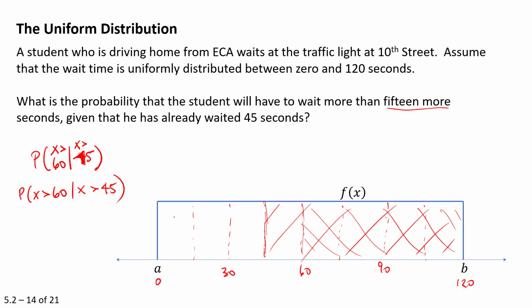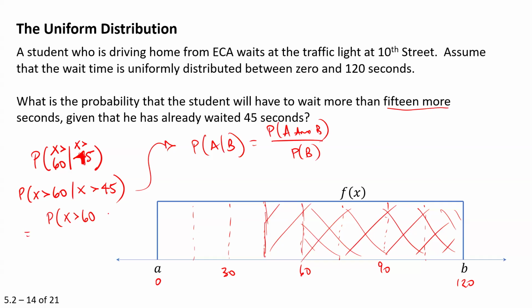Yeah. So what's our formula here for conditional probabilities? Probability of A given B is equal to the probability of A and B over the probability of B. Okay, so for us, that means that this is equal to the probability that x is greater than 60 and x is greater than 45. Well, that's a little lame. We should be able to simplify that pretty easily. And that's all over the probability that x is greater than 45.